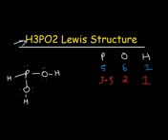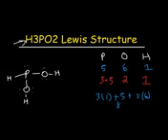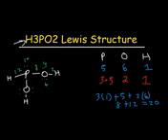If we add up the valence electrons for H3PO2, hydrogen has 1 valence electron, phosphorus has 5, and oxygen has 6, and there's 2 of them. So 3 plus 5 is 8, 6 times 2 is 12. So the total is 20. Let's make sure that we have 20 electrons. Every bond represents 2. So 2, 4, 6, 8, 10, 12, 14, 16, 18, 20. So we have the right number of valence electrons.